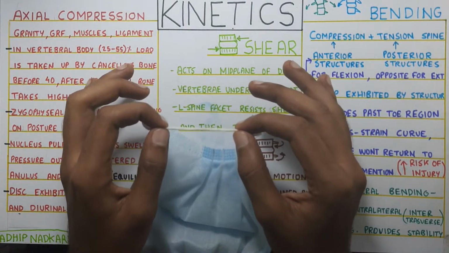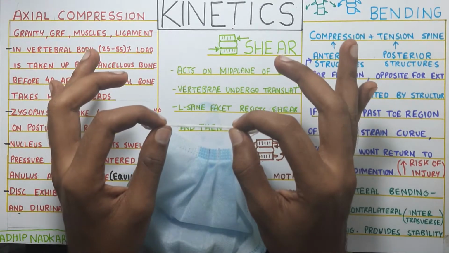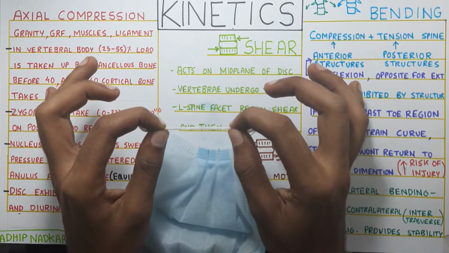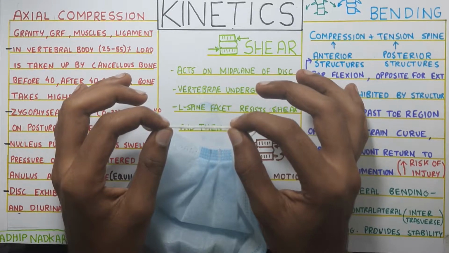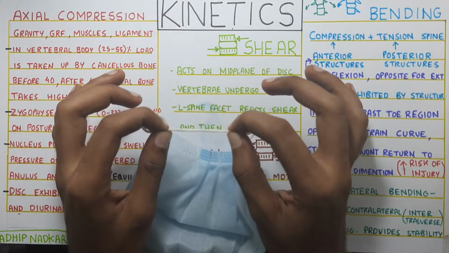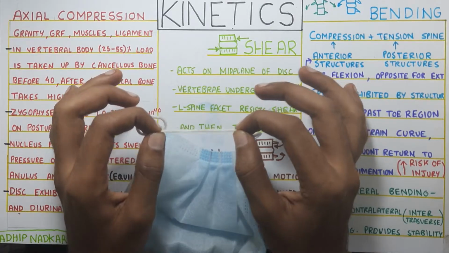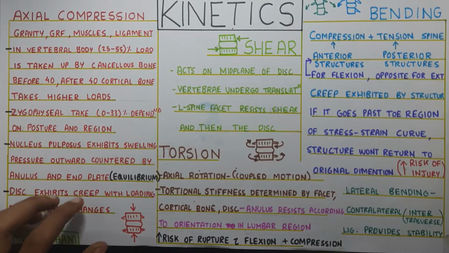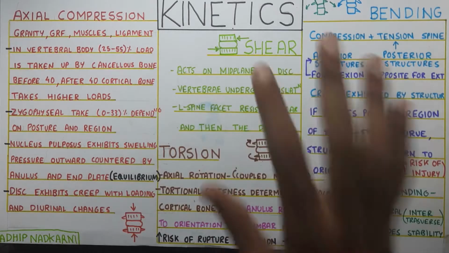Now what creep does is basically, if I pull it with a force of 10 newtons and then I won't increase my force anymore, it will just be 10 newtons constant. But as time passes, even with the same constant force, this thread will keep elongating. So this is the concept of creep. The disc exhibits creep with loading, and why it is important, we'll come to know soon. So we'll keep that aside.